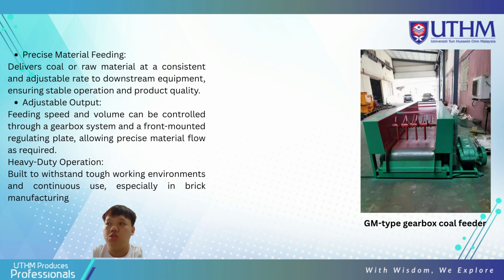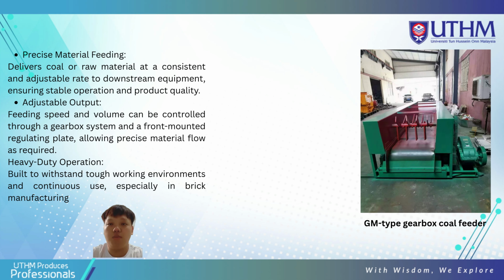The next machine is the GM type gearbox coal feeder. It provides material feeding, delivering coal or raw material at a consistent and acceptable rate to downstream equipment, ensuring stable operation and product quality. Its output feeding speed and volume are adjustable and can be controlled through a gearbox system and a front mounted regulator plate. It allows persistent material flow as required, and it can also do heavy duty operation. It is built to withstand tough working environments and continuous use, especially in brick manufacturing.